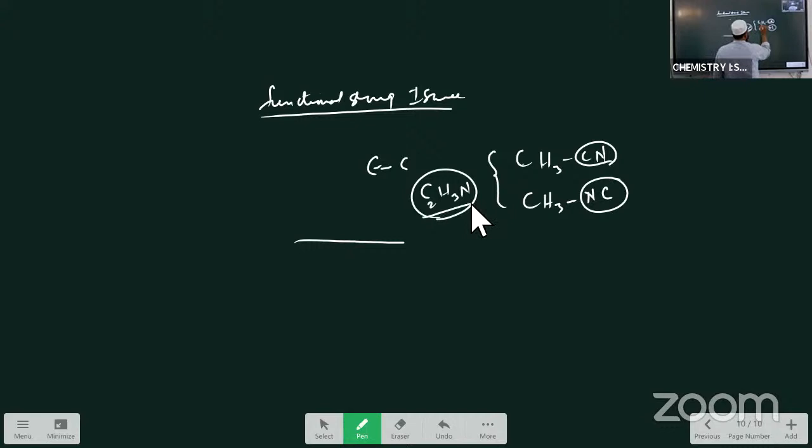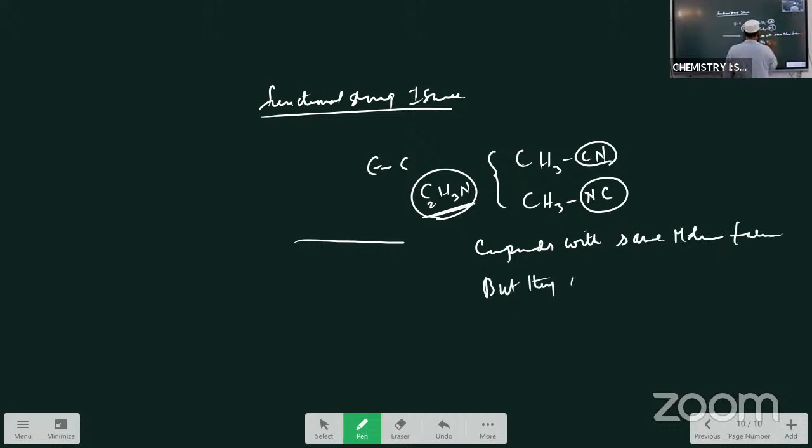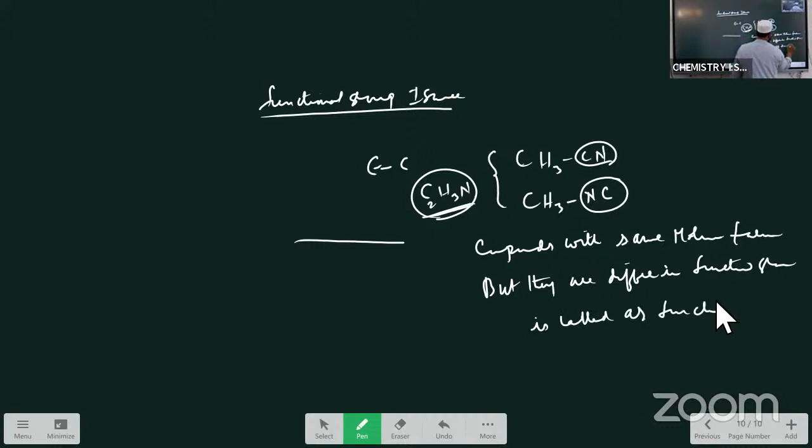Compounds with the same molecular formula but that differ in the functional group are called which isomerism? Functional group isomerism. Cyanides and isocyanides are functional group isomers.